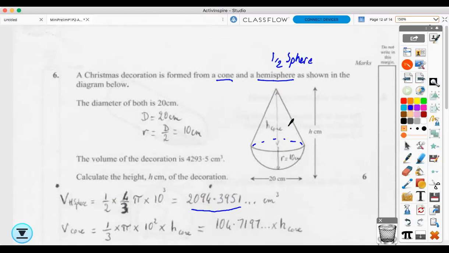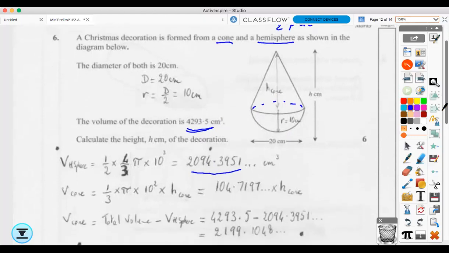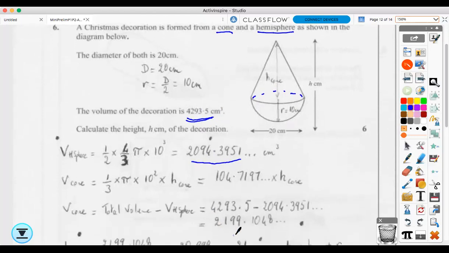Now, what I'm missing is the height of the cone. But they've told me that the total volume is 4293.5. So if the hemisphere is 2094, you need to take away 2094 from 4293 to get the volume of the cone. And that is 2199 centimeter cubed.